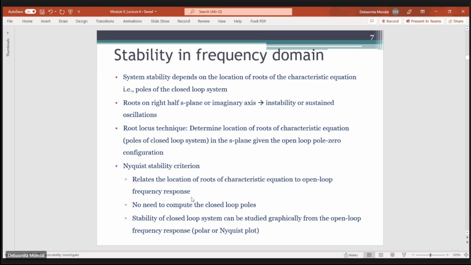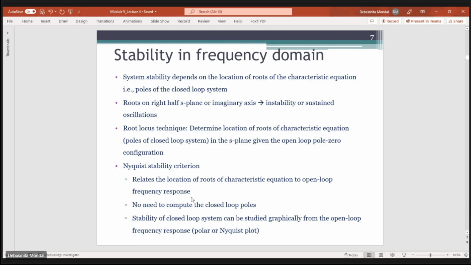But in the case of the frequency domain, when we are analyzing the system in the frequency domain, there is something known as the Nyquist stability criteria. What the Nyquist stability criteria does is that it relates the location of the roots of the characteristic equation, that means the position of the closed loop poles, to the open loop frequency response. The best part is that we don't need to compute separately where the closed loop poles of the system will lie.